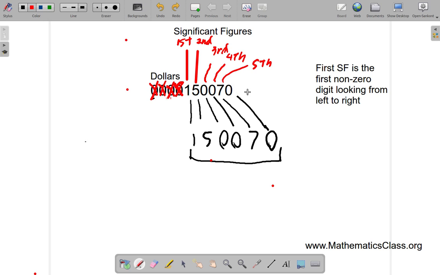What about this last 0? Suppose we get rid of this last 0. Would it affect your money? Let's see. 15007. No, we're not going to write it. We get rid of it. How much money do you have now? $15,007. No, can't work. You want to keep your $150,070. So we can't touch this 0 here. So this is your sixth significant figure.